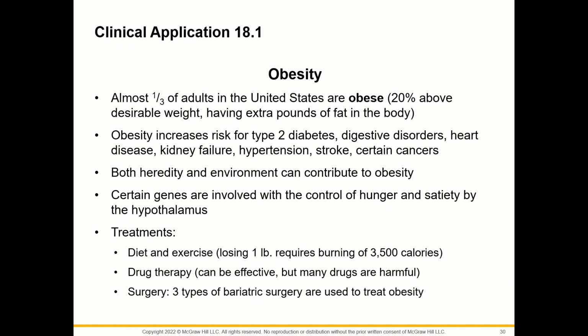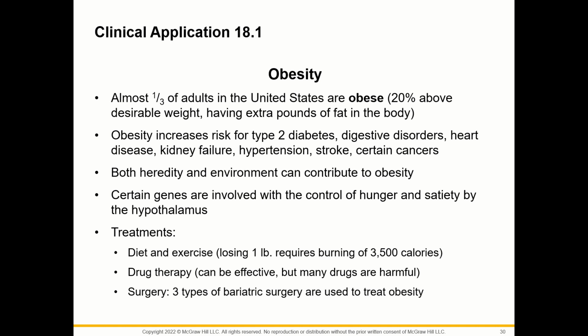So unfortunately, obesity increases the risk for type 2 diabetes, digestive disorders, heart disease, kidney failure, hypertension, stroke, and certain cancers. And so definitely no body shaming ever, but we want body positivity, but we also need body healthy. And keep in mind that both hereditary and environmental factors can contribute to obesity. Certain genes are involved with the control of hunger and satiety by the hypothalamus.